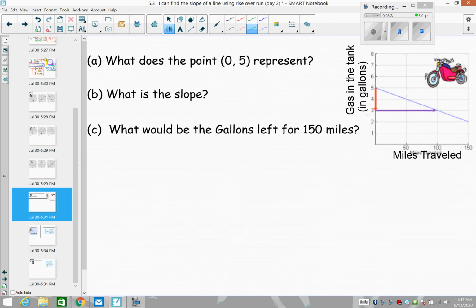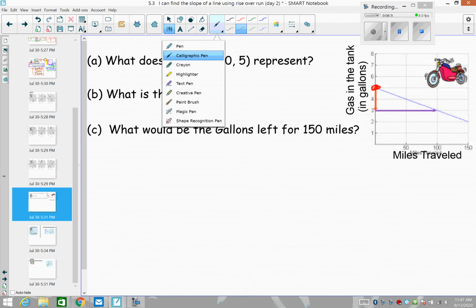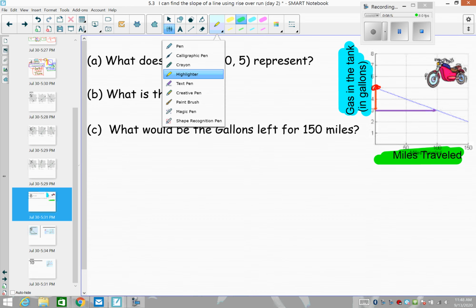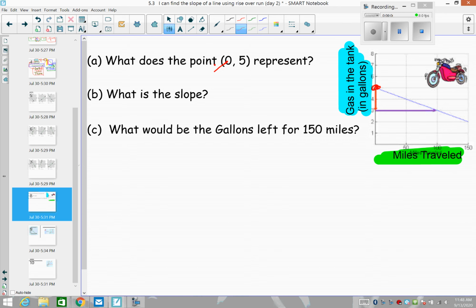All right, let's take a look at another example. This problem is very similar in style. So what does the 0.05 mean? So if we look at the 0.05, we're talking about the amount of gas in a tank in gallons compared to the miles traveled. So it should make sense to you that over the course of time driving, you're losing gas out of the tank until you fill it back up. So the 0.05 in this particular problem, what does it mean? It means at 0 miles, if you haven't moved yet, that you have 5 gallons in your tank.